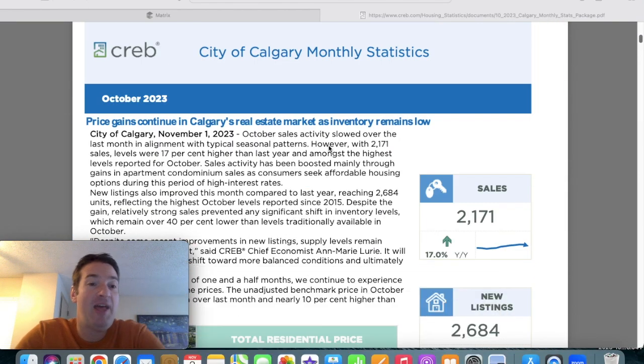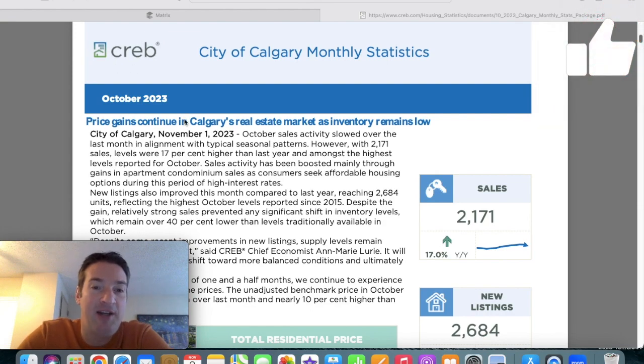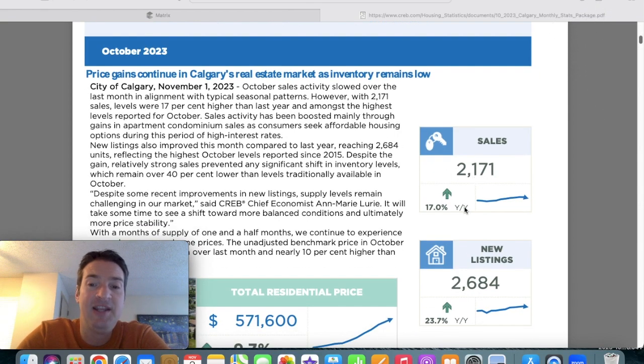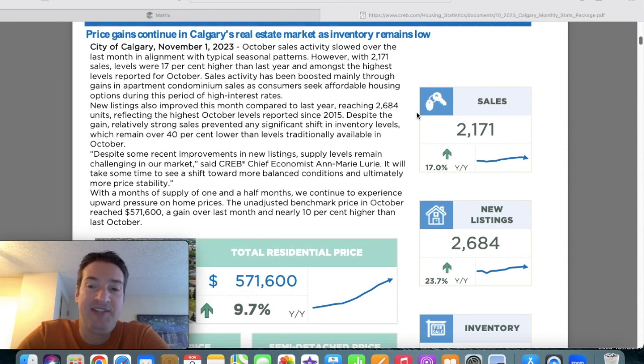As you can see from the headline here, price gains continue in Calgary's real estate market as inventory remains low. Definitely still a strong market. We had about 2,171 sales. That number is up 17% year over year. And a big chunk of this is the condo market, which is doing very well. I think it's doing well because affordability has become a problem and many people are being pushed into lower price ranges, which condos are typically in.